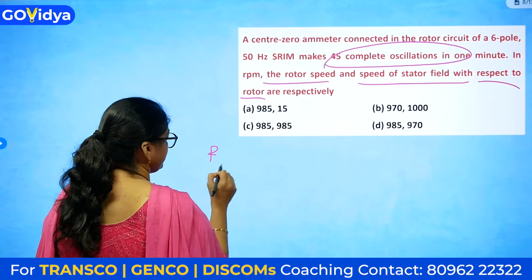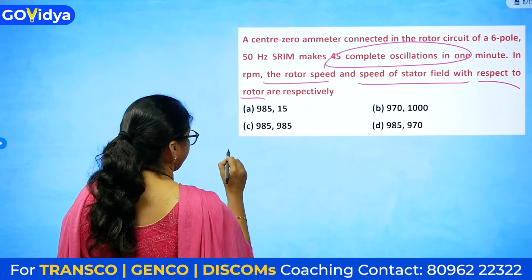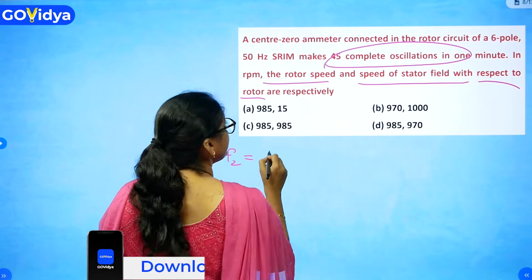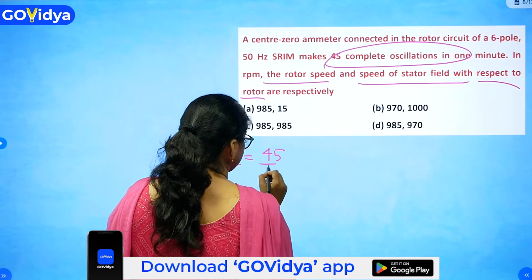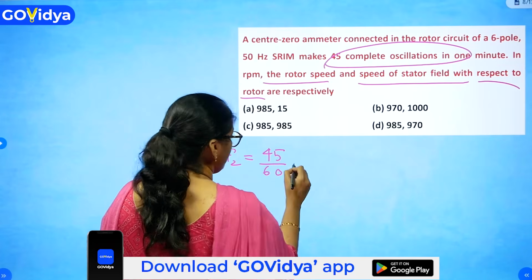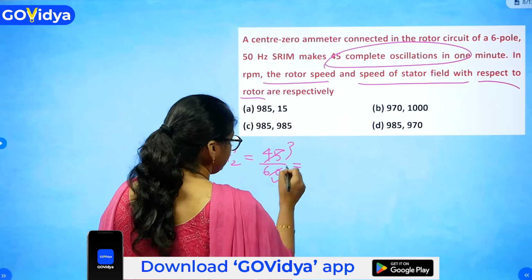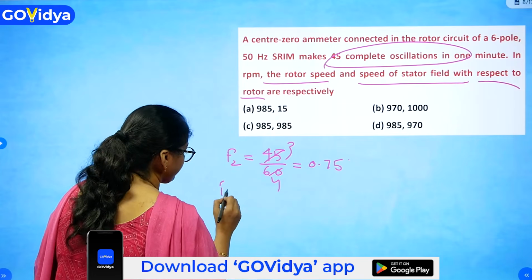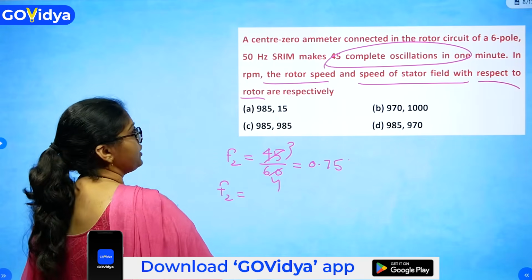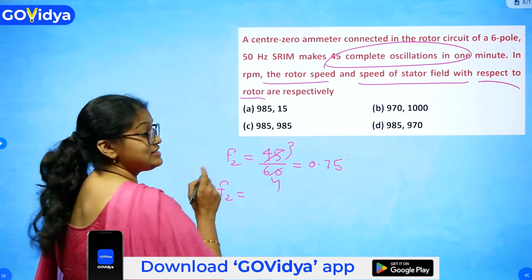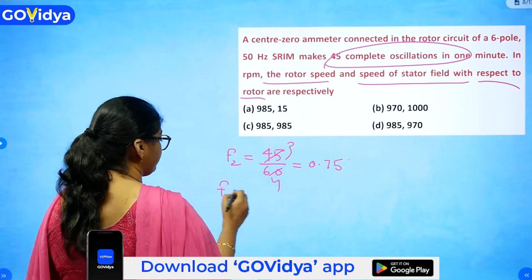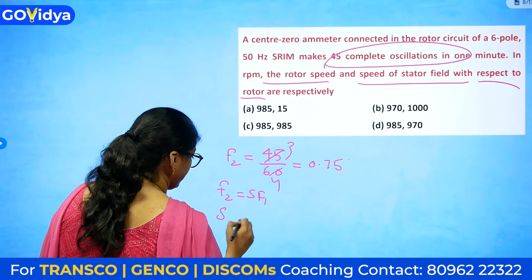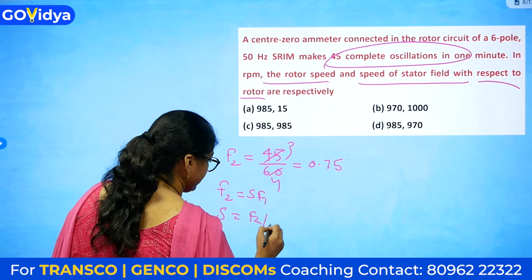So f2 is equal to... They didn't mention the slip, so we have to find the slip also. f2 is equal to 45 by 60, since 1 minute means 60 seconds. So 15 threes and 15 fours, 3 by 4 is 0.75. So that is the f2 value. And we know the formula when it is referred to the rotor side, when it is in running condition: f2 is equal to s into f1 or f. So s is equal to f2 by f1.